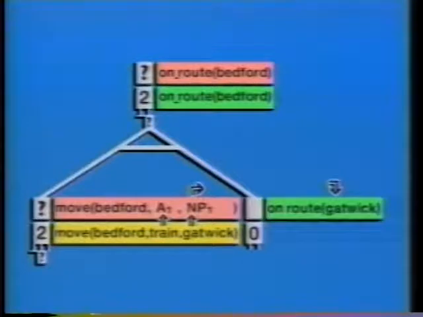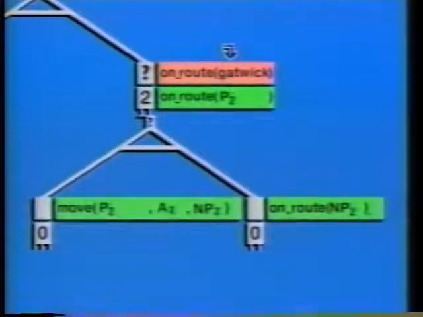The left-hand goal now succeeds because move Bedford train Gatwick is a fact. There are no further sub-goals to be derived on this side of the tree. So we can tick the clause status box and also the procedure status box. But there's a second sub-goal to test on the right-hand side of the tree. So we now shift our attention to this other sub-goal. And so on until eventually the query en route Bedford succeeds.